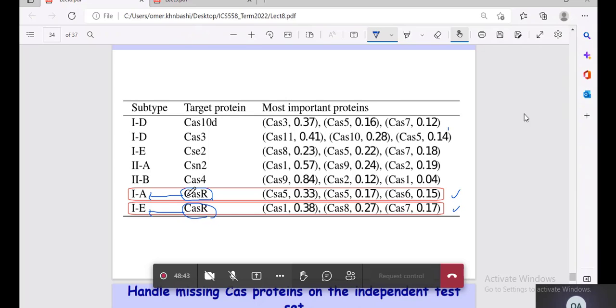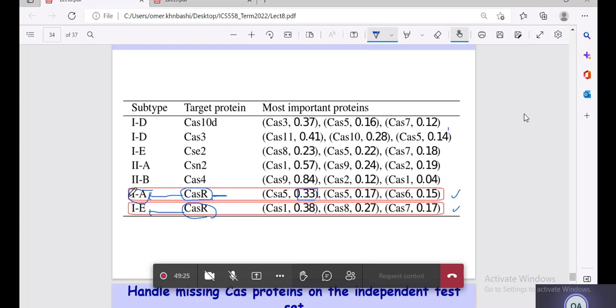So now we go to this one. What do we want to see? We want the machine to tell us, if I give you Cas R, which belongs to 1D, can you tell me what the other protein is that you always saw in the training connected to Cas R of 1D. It tells us, if you give me Cas R with 1D, I always say Cas5 with this value of accuracy, and I also saw Cas5 with 0.1, and also Cas6.